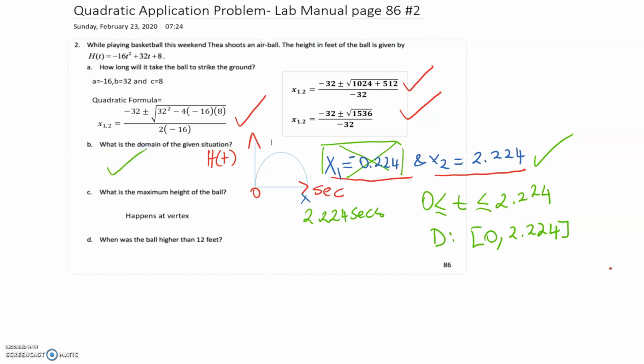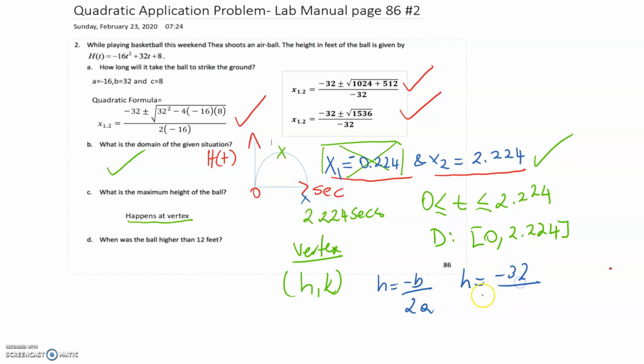We've done that. So what is the maximum height of the ball? The maximum height occurs at the vertex, so we need to find the vertex. The vertex is (h, k). Then h is negative b over 2a, so negative b will be negative 32 over 2a, which is negative 16 times 2. Then h will be 1.